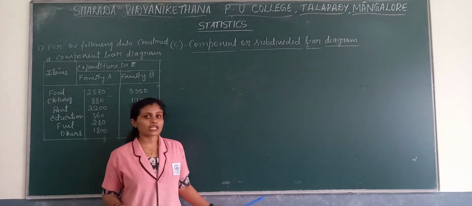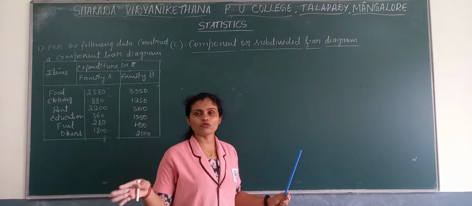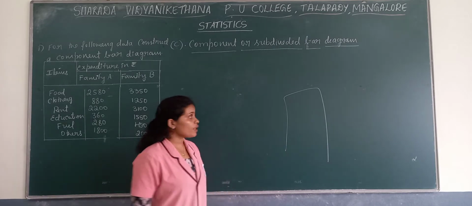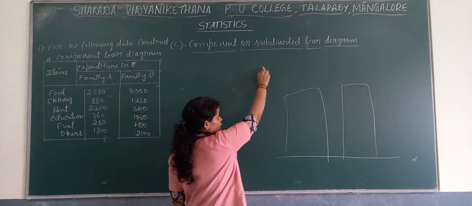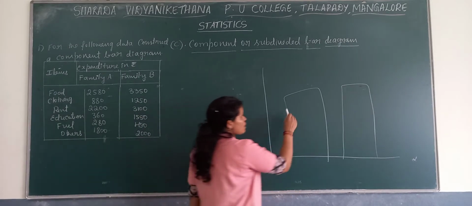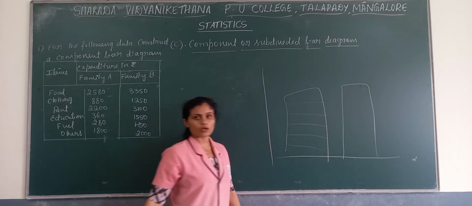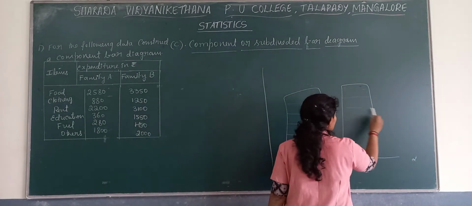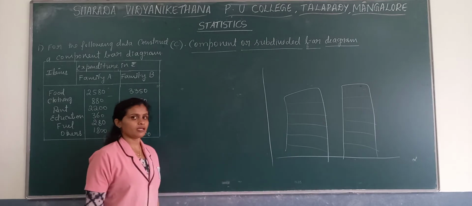Here also we represent rectangular bars. Rectangular bars of equal width are drawn, and after drawing, the bars are subdivided according to the data of the variable. According to the information they have given, we subdivide the bar. That's what we call a subdivided bar diagram.